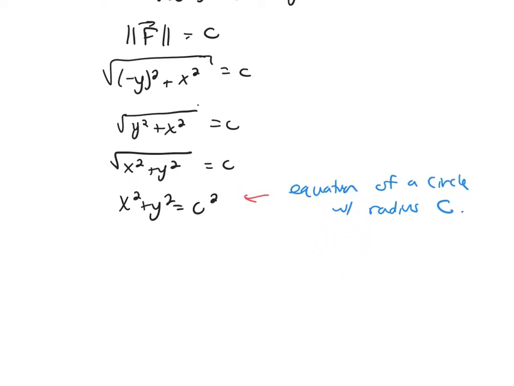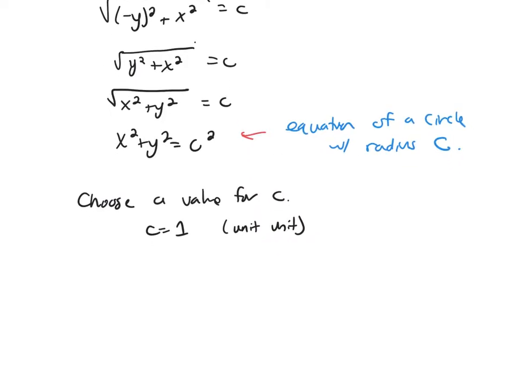So let's go ahead and choose a value for c. Let's say I take c equals 1. So here I'm talking about a circle of radius 1 centered at the origin. I'm talking about the unit circle here. So here's my unit circle. I'll just use dotted lines to draw the unit circle.